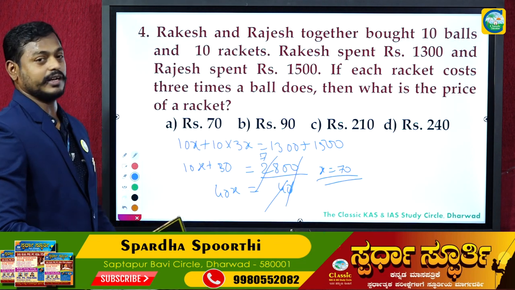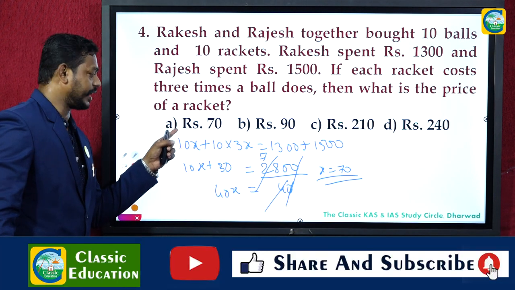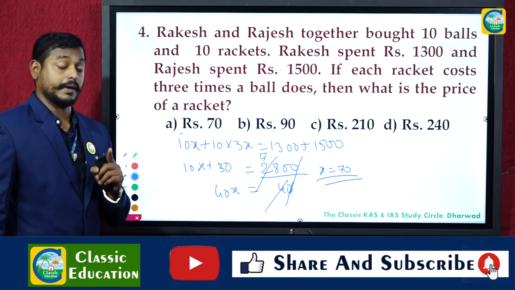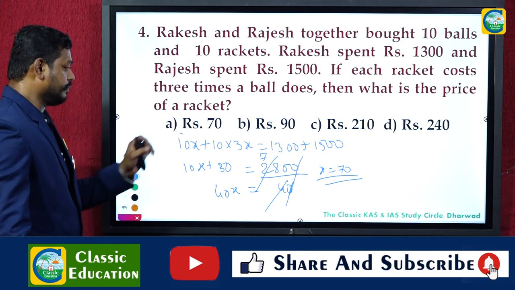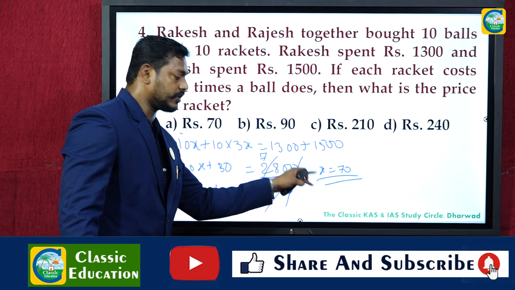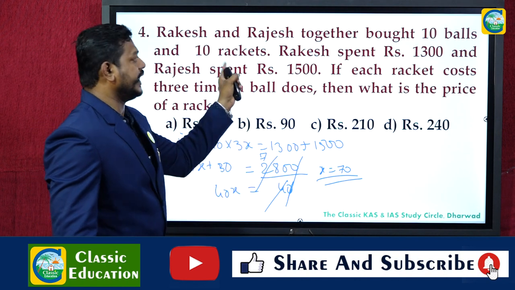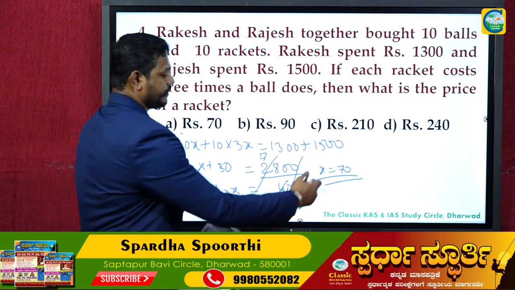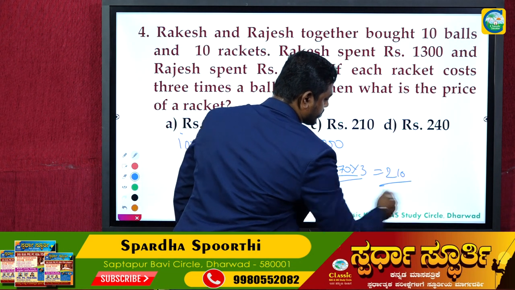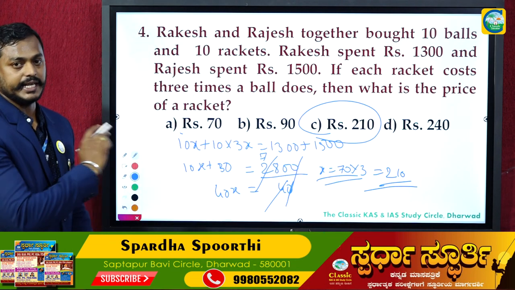Okay, don't think that the answer is 70, friends. Why? Because 70 is already given in the options. If you mark it, you will get a penalty of marks. Because this is not the racket cost, this is the cost of one ball. They have said the racket price is 3 times the cost of a ball, so 70 into 3, the answer is 210. So option C is the right answer, friends.